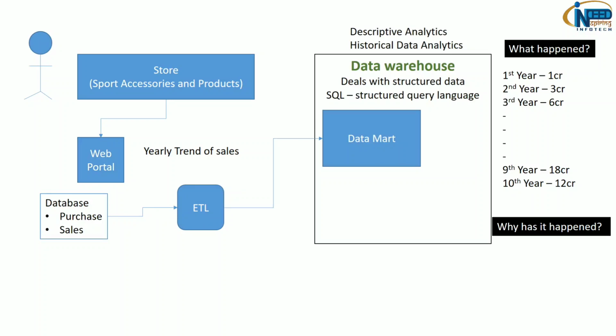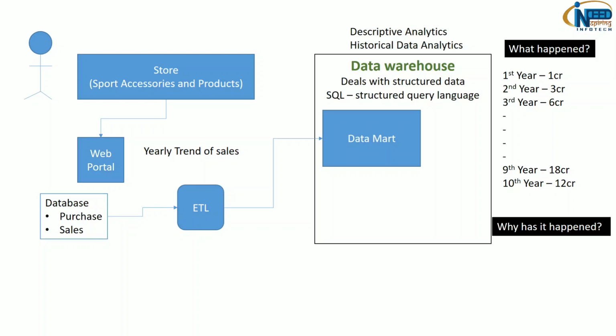But if you want to analyze how the progress is, how the turnover is going, then you will have to make use of analysis. In this case, we have a tool called a data warehouse. You can make use of a data warehouse, and it can help you analyze all your sales and purchases data. With the help of one tool called ETL, you can take all your data from your web portal's database into the data mart.